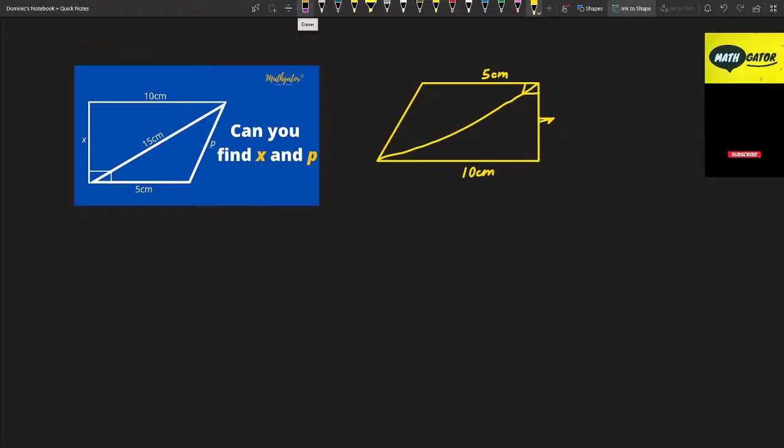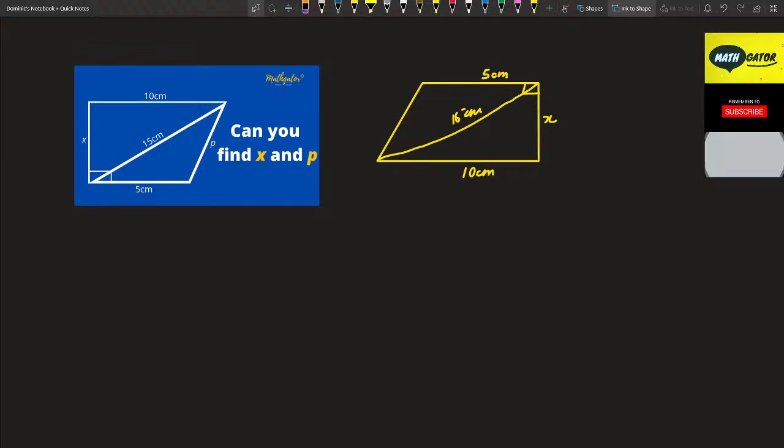Let me clean that and draw that again. So basically this is where the x will be. When you look at this closely, with this 15, it should tell you that this is a trapezium.